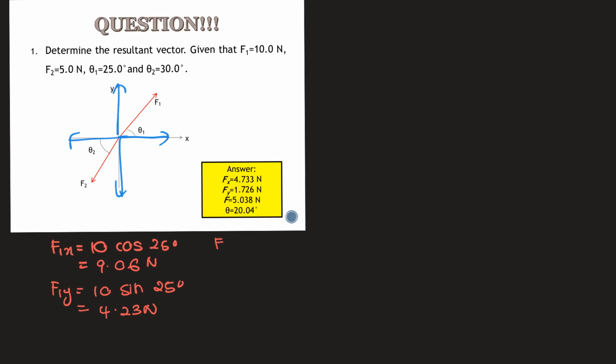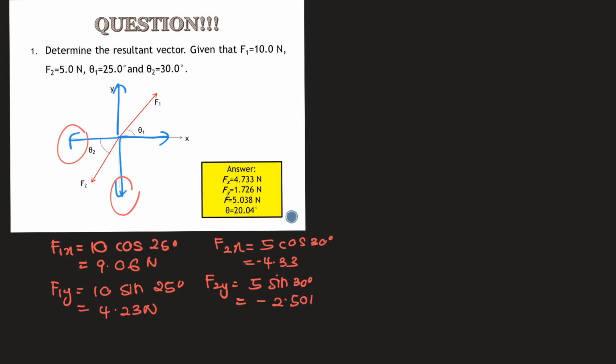And then F2x is 5. The angle touches as this, so F cos 30 degree, so it becomes 5 cos 30. You're going to get 4.33. And the x is going to be negative because it's moving to the left. And then F2y is 5 sine 30. You're going to get 2.5, which is also negative because it's moving downward, 2.50 newtons.